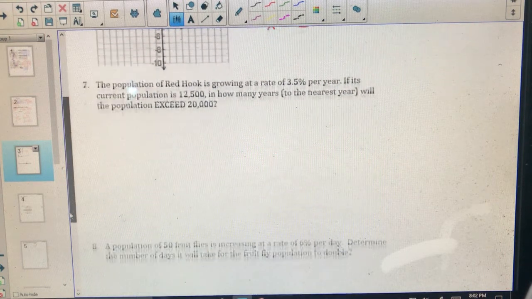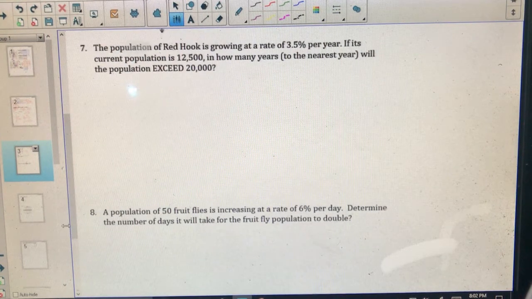All right, number 7. The population of Red Hook is growing at a rate of 3.5% per year. If its current population is 12,500, in how many years to the nearest year will the population exceed 20,000? Okay, because it's talking about growing at a certain rate, it's that same formula we used a few problems ago, and it's growing, so I'm again using plus. So it's A equals P times 1 plus R to the T.